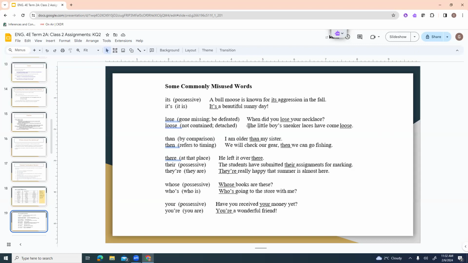It's a beautiful sunny day. The best way to tell is, can I split it back into it is? It is a beautiful sunny day. Does that make sense? Yeah. Then it's the contraction. Here, I couldn't say a bull moose is known for it is aggression in the fall. It doesn't make any sense. So if you can spread it back out, it's going to be the contraction. If you can't, it's the possessive.